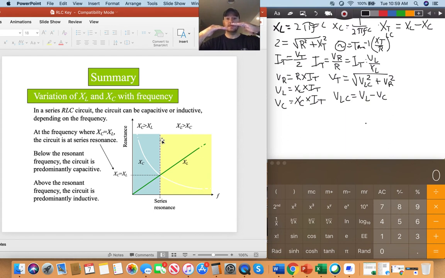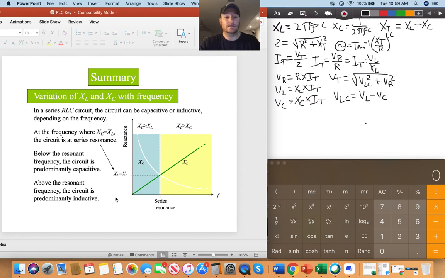And then as the frequency continues to increase, the voltage across my inductor increases and the voltage across my capacitor decreases. So they're like passing each other in the wind. And again, this is all based off of frequency, here and here. That's why these formulas are so very important.